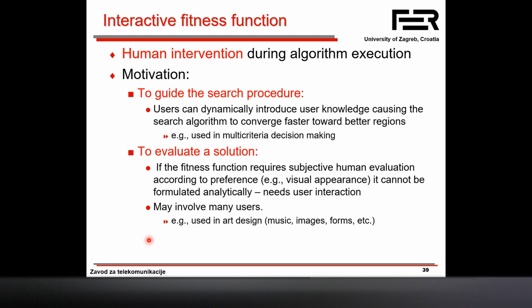Another example is where in certain design problems, we need some kind of a subjective evaluation that depends on user subjective preferences. For example, if you're deciding on which web page is more aesthetically appealing or visually appealing, or you're trying to find the optimal ingredients in producing coffee.